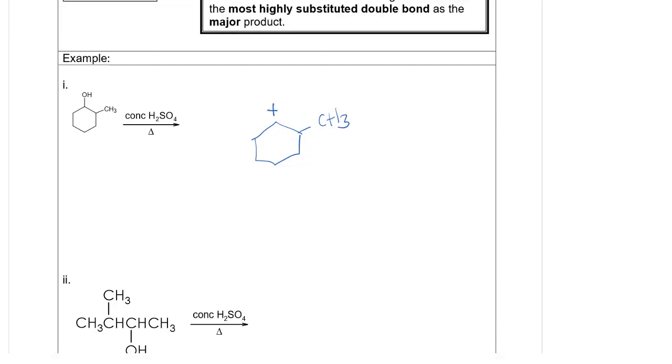Before we do anything, we need to observe whether this carbocation can undergo rearrangement or not. Is there any tertiary hydrogen next to the carbocation? Okay, there is a tertiary hydrogen here next to the carbocation. So we can rearrange. So the final one is like this.